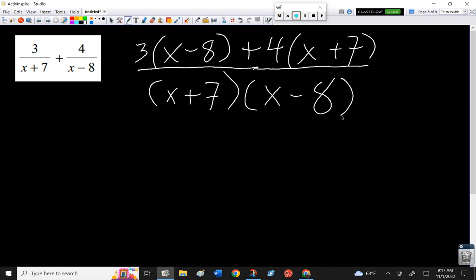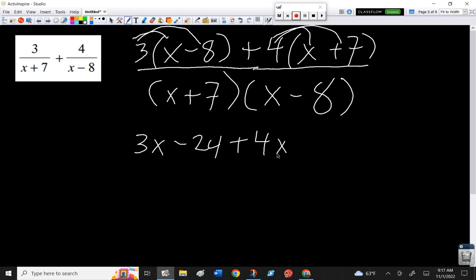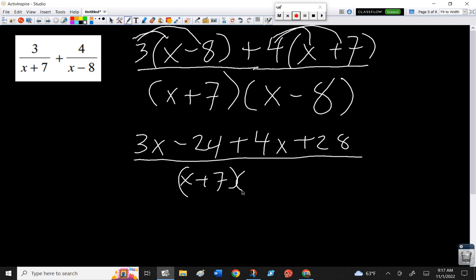BD, sorry. All right, and to simplify this, we're going to use distributive property, so I'll multiply 3 times x and 3 times negative 8, 4 times x and 4 times 7. So this will give me 3x minus 24 plus 4x plus 28. All of that's going to be over x plus 7, x minus 8. And then combine the like terms.